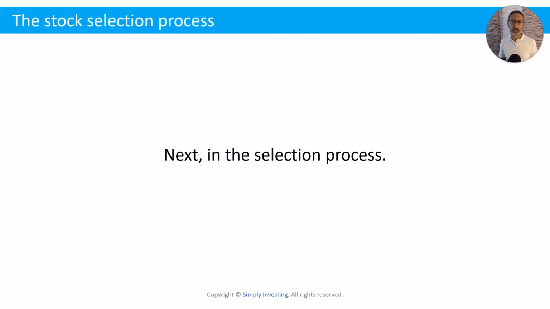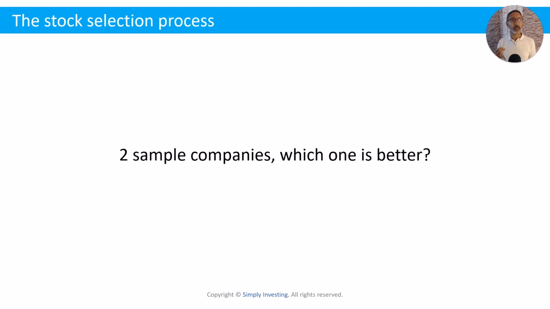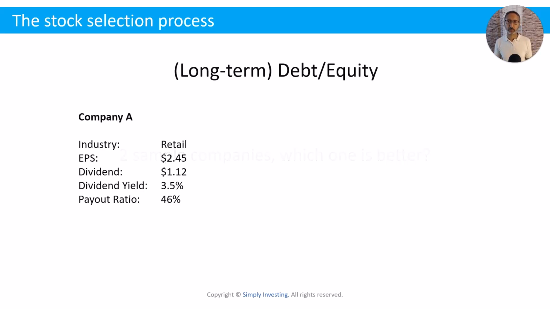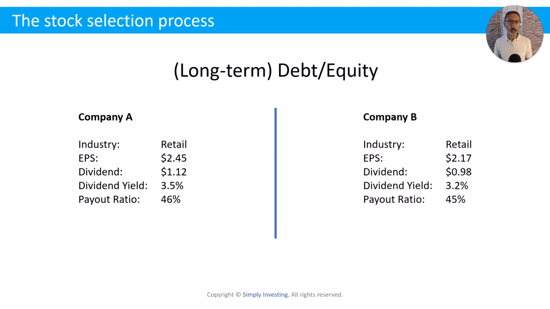Okay, one more thing we're going to take a look at, the last thing in our selection process here. I'm going to give you 2 sample companies, and again, think about which company is going to be a better investment. Now we're going to look at the long-term debt-to-equity ratio. So let's start with company A. You'll see that it's very similar to company B. They're both in the same industry, retail. They both have very similar earnings per share. We have $2.45, and then company B has $2.17. The dividend is close, almost $1. The dividend yield is 3.5% versus 3.2%, very close. Payout ratio, very close, 46% versus 45%.